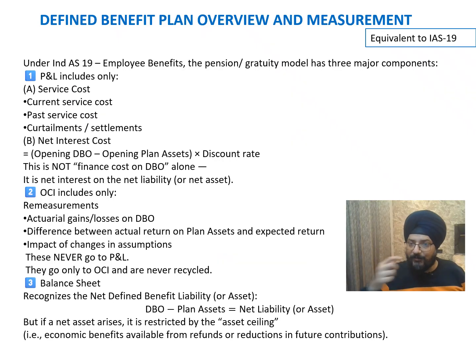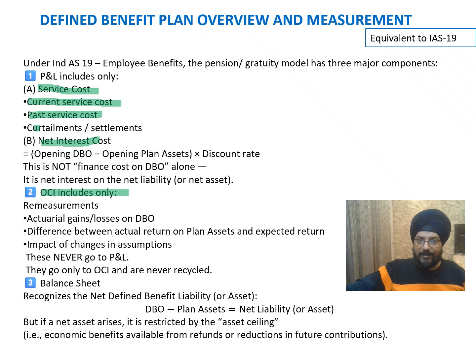So just quickly reiterate the three components of defined benefit plan. What we are saying here, my defined benefit plan has three components. First is service cost, second is net interest cost, and third one is OCI, which includes only remeasurements. Now we'll quickly look at each one of them separately. So my service cost is the current service cost plus past service cost plus any curtailment and settlement. We'll speak about this in the next slide.